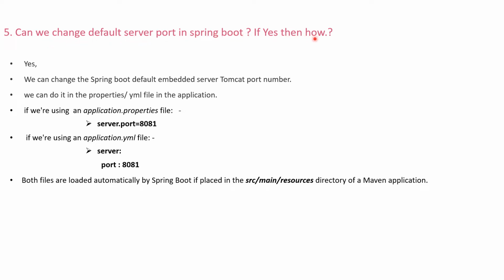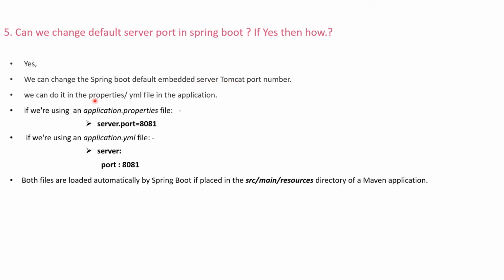Going to the next question: can we change the default server port in Spring Boot? If yes, then how? We have seen that we can exclude the default server in Spring Boot. And can we change the server port number also? By default the Tomcat server uses 8080, right? So what do we have to do if we want to change the server port number?